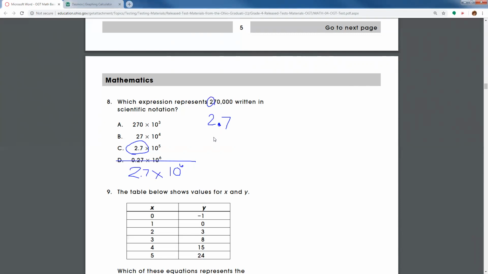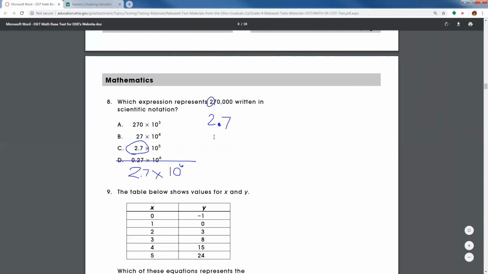So yeah, scientific notation means something very specific. It's not just write it in a random form, it's not just this times 10. The decimal has to be in the right spot.